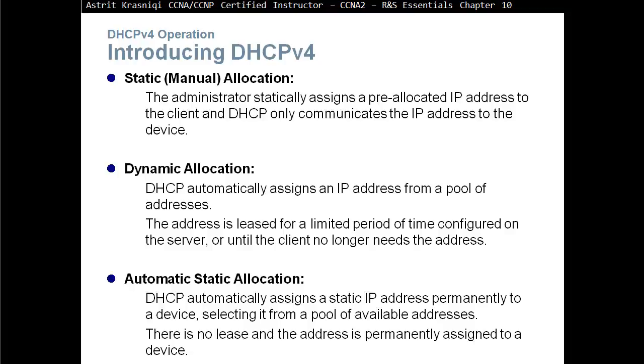Or if we don't care which IP address is going to be chosen, then we can let it be automatic static allocation. The DHCP server is going to pick one and permanently assign that IP address to the printer or to any device you need.